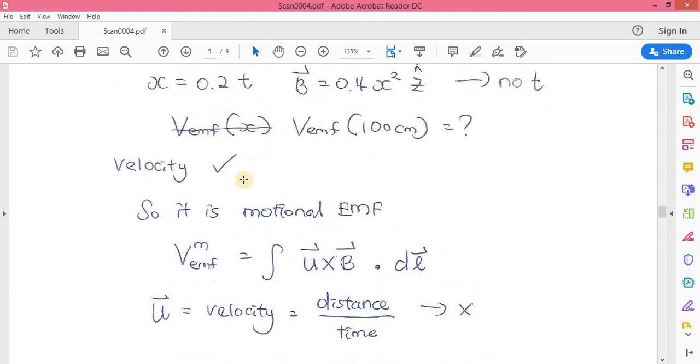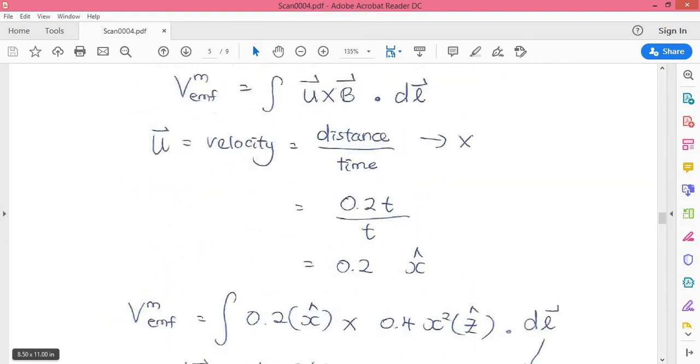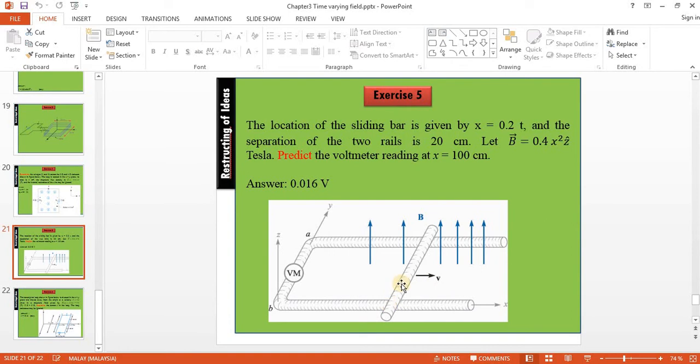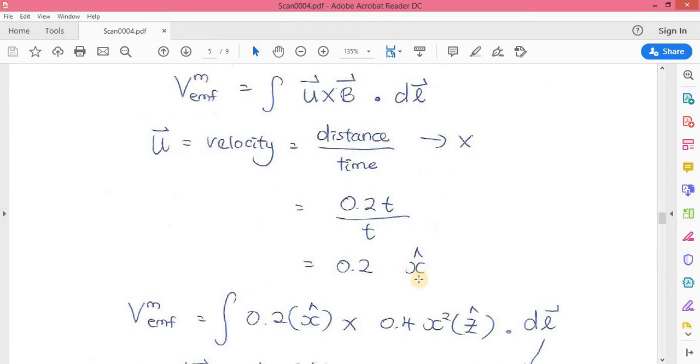We refer back again to our question. The sliding bar is moving in this way, so it is moving in the positive x direction. That's why this one is a positive x. So now I replace this velocity here. This is the magnitude, this is the direction, and this one is the B, and this is its direction. And now dl, I put it here.